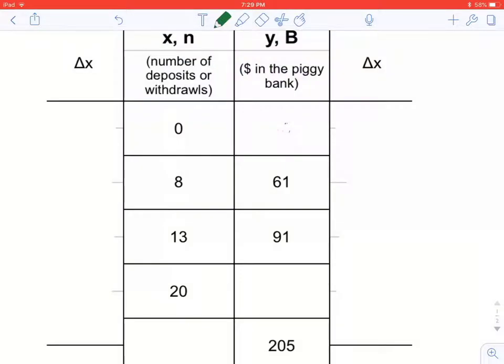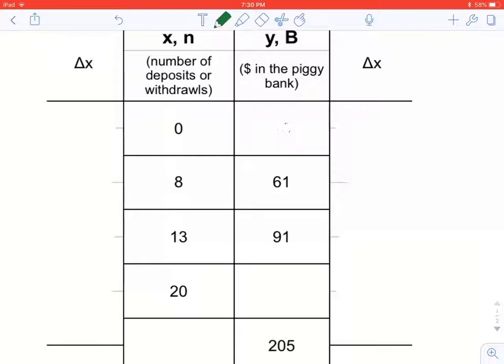So here we go. What is the scenario in this situation? Well, this is all about piggy banks over a period of time with a constant rate of change. Okay, so the rate of change is constant. It's not changing. The same amount of money is going in every deposit or every withdrawal.